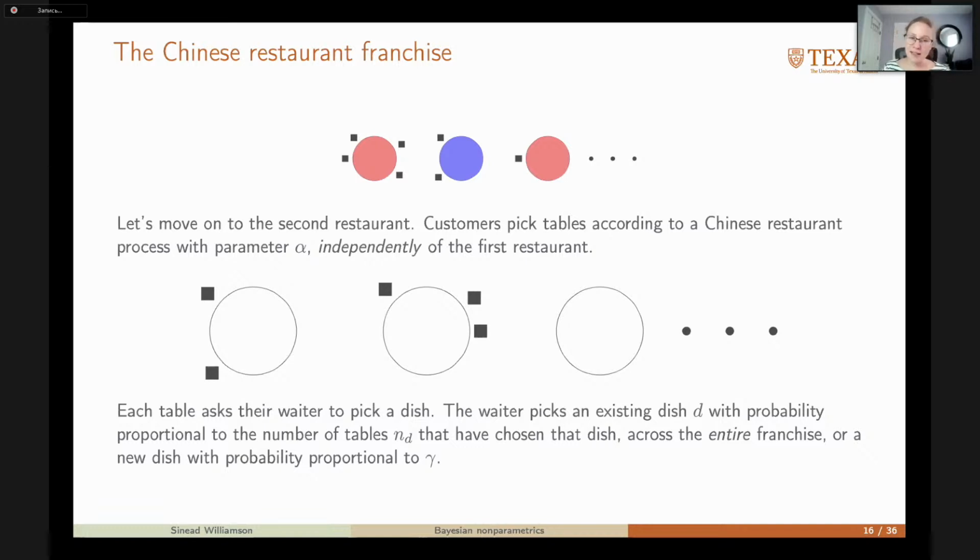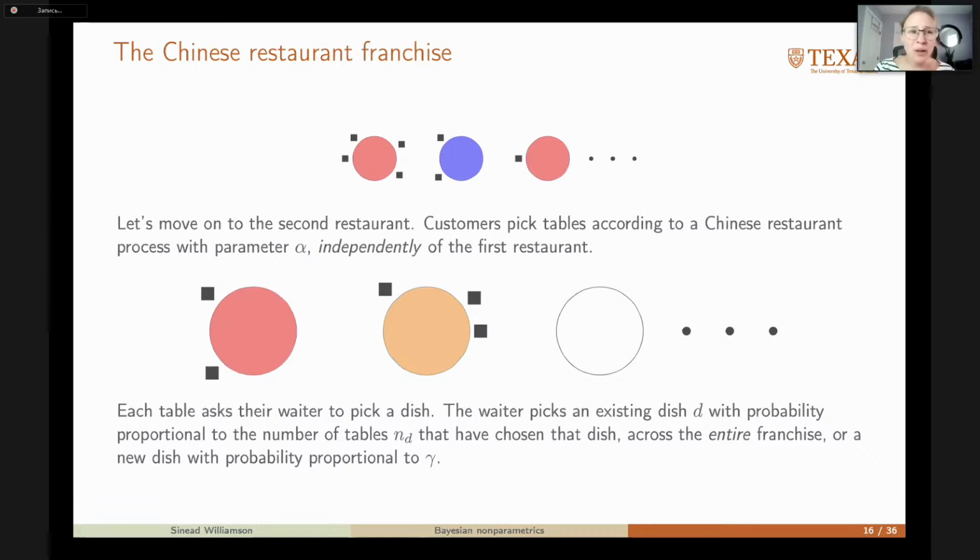Okay, so let's say this waiter gives a red dish for the first one. And then for the second one, it's going to take a red dish with probability proportional to 3, a blue dish with probability proportional to 1, a new dish with probability proportional to gamma. Let's say he picks a new dish.